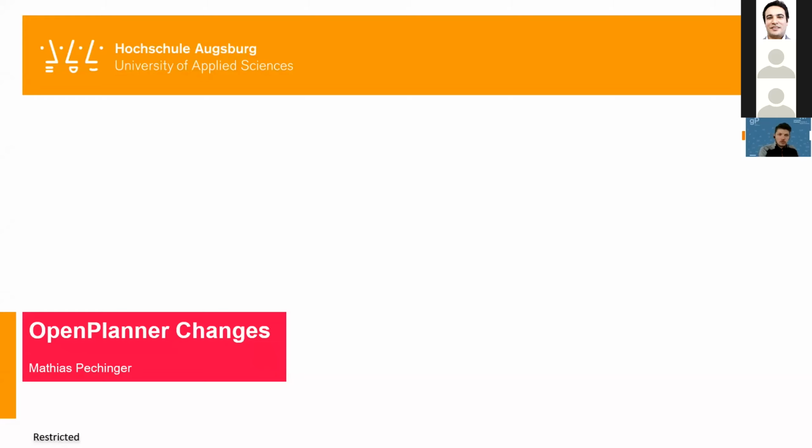So Hatem asked me to give an overview about what I've changed in OpenPlanner and why. So I'm going to go through it. It's around 19 slides, so it's not going to take too long. I'll try to be as fast as I can.